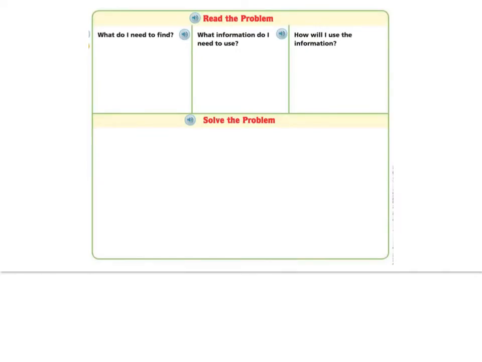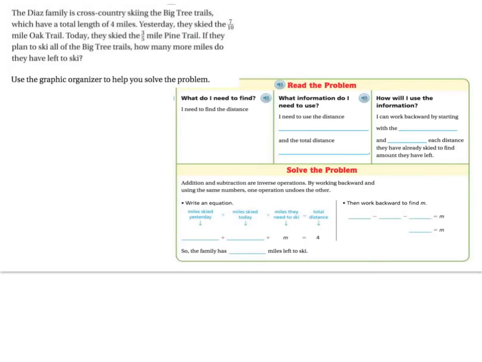Here's an example of a graphic organizer you might use to help organize your thinking. You can see that this graphic organizer has a box to list the information you need to find, or the question being asked. It has a box to record what information you need to use, and it has another box of how you will use the information. And finally, it has space to solve the problem. Let's use the graphic organizer to help us solve this problem.